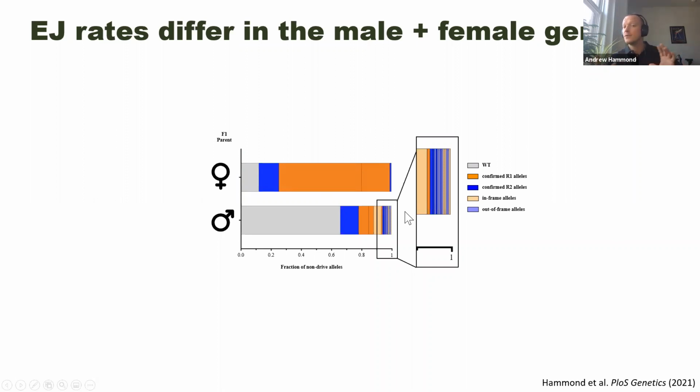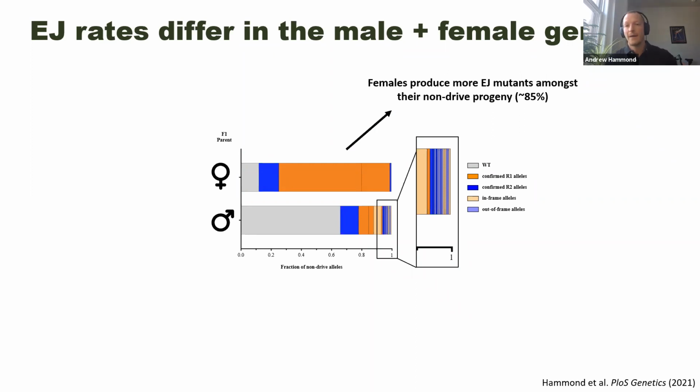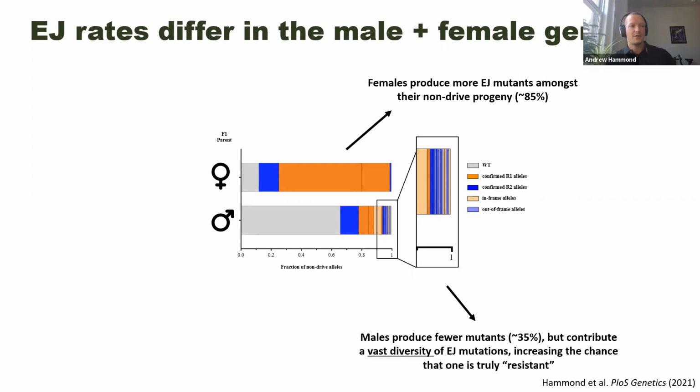And because only some mutations will be resistant, it's like throwing the dice. A female is going to generate many offspring containing the same mutation, but that mutation may or may not be resistant. Whereas a male will produce just 1 or 2 mosquitoes containing a mutation, but they contain lots of different mutations. So the chance that you find one which is truly resistant is higher from a male because of the diversity of different mutations that they produce. So for females, it was about 85% of their non-gene drive progeny that contain a mutation. And for males, it's around 35%. Now, this is something that we published this year.